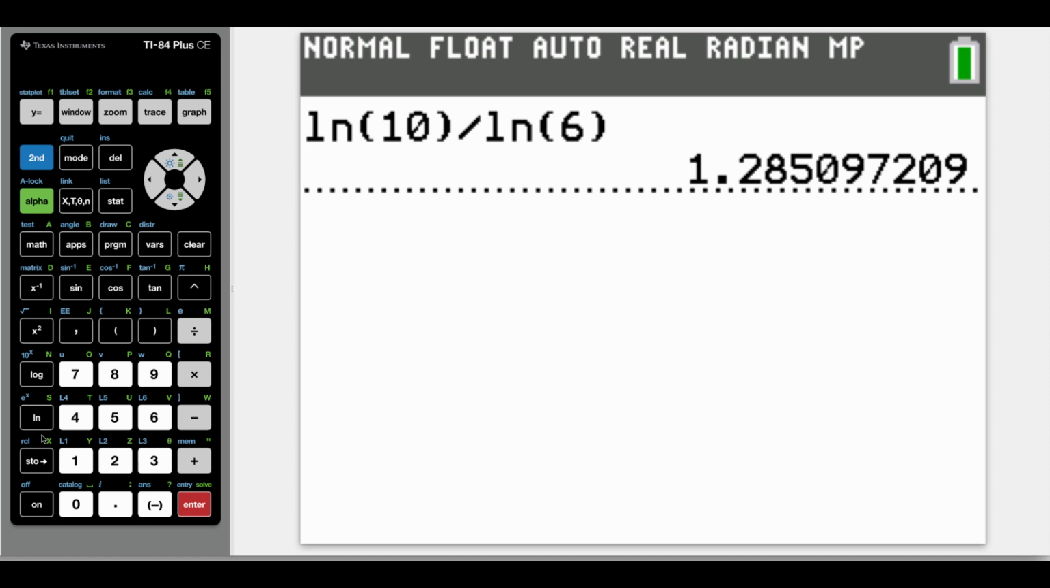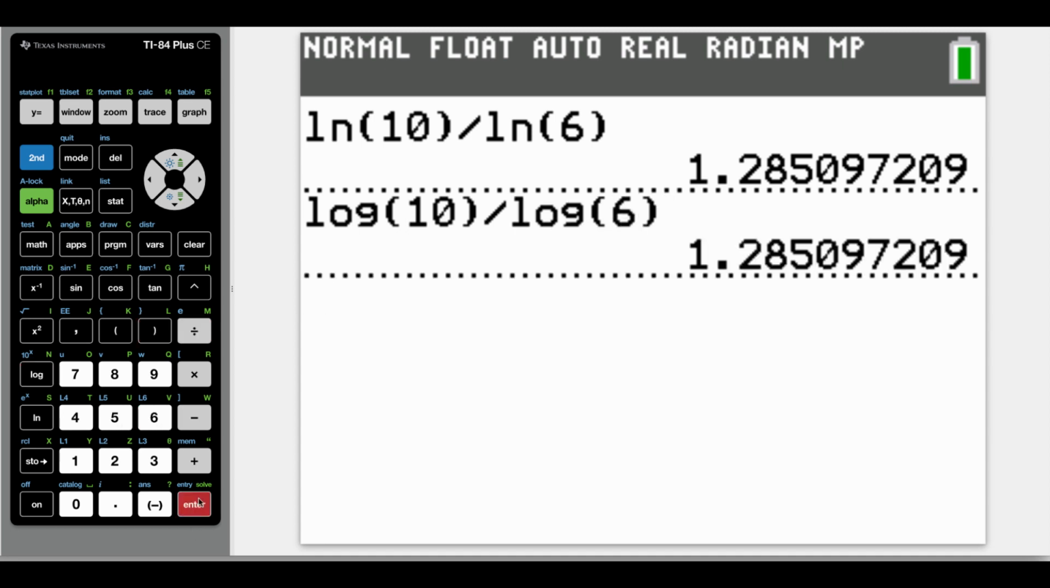But again, I could do this one using common logarithms instead. So I could do the log of 10 divided by the log of 6. And when I hit enter, I'll get exactly the same answer.